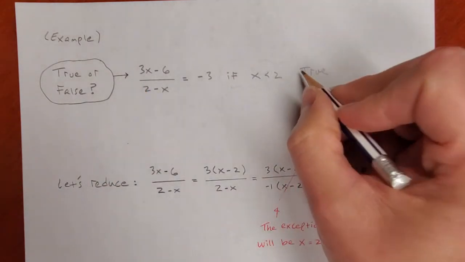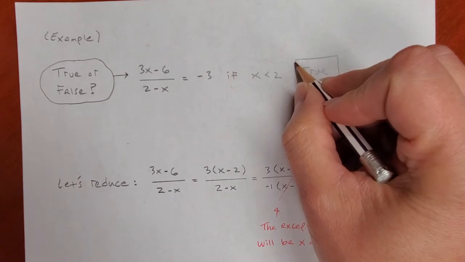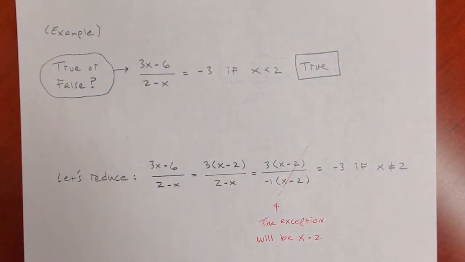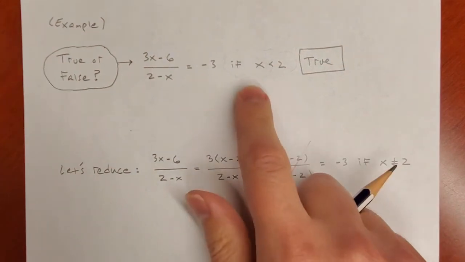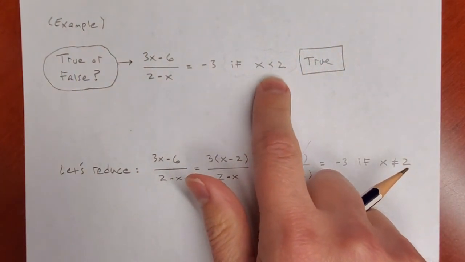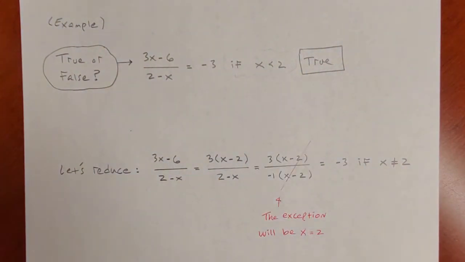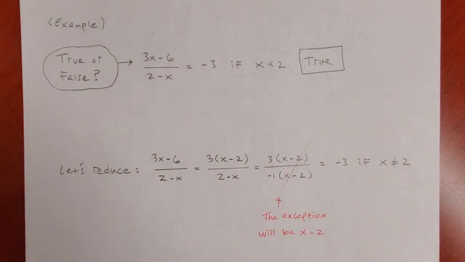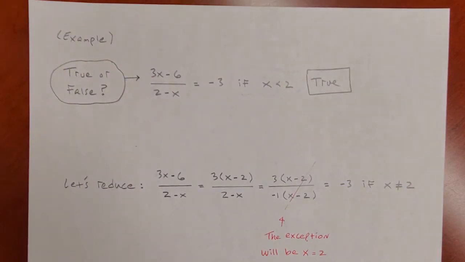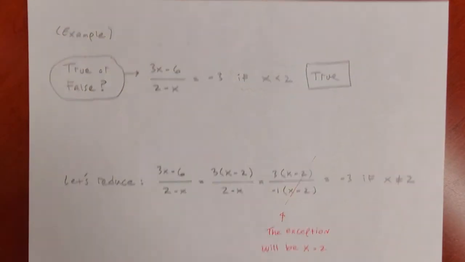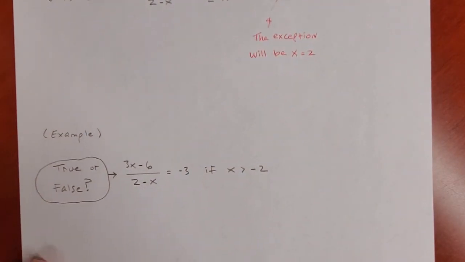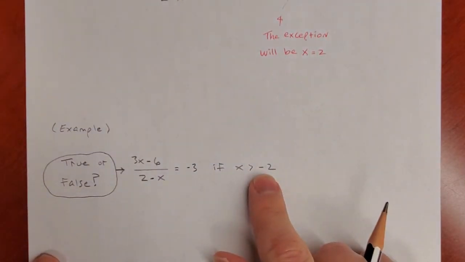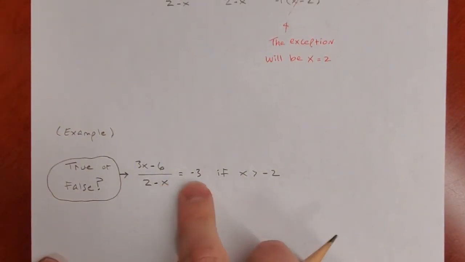All right, so there's my final statement about this one. Yes, it's true. This will reduce to that as long as you don't plug in 2. And if you're just restricting yourself to be less than 2, that won't happen, and it's guaranteed to work. Okay? All right, so let's do, how about this? Let's see just a little variety. I'll take the same one, and I'll change the condition a little bit. Is this true or false?